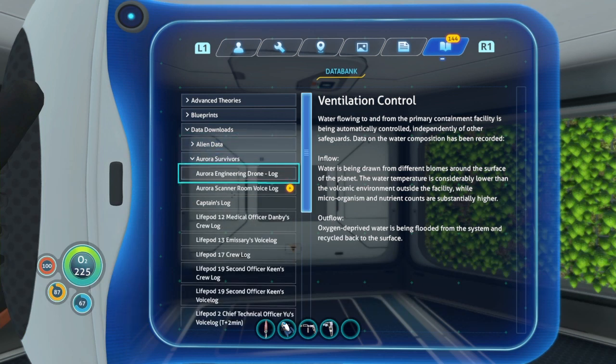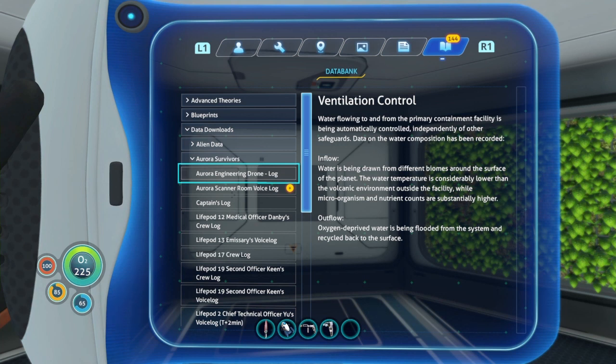Next up, we have the Aurora survivors' logs. This is going to be interesting because this will actually explain the events that happen after the Aurora is shot down, and explains just a tad bit what happens to the unfortunate souls, the crewmates who actually managed to escape from the rocket but couldn't escape from the planet, like we as the player have been able to.